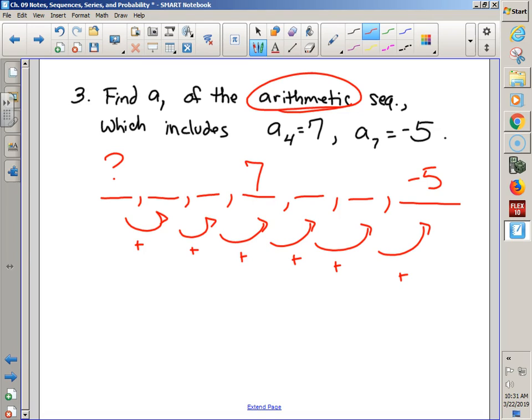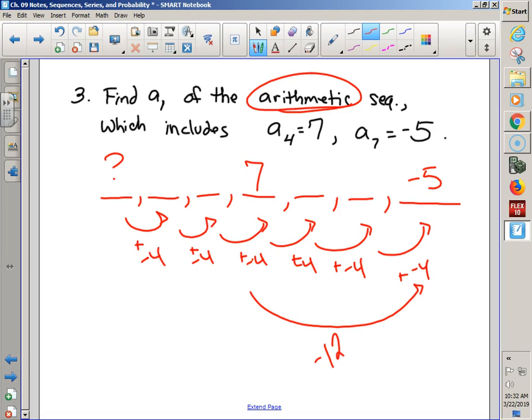Has anybody figured out that the big difference is 12? Like the big difference was going down 12? But wasn't that big difference done in 3 equal jumps? So what would those 3 equal jumps be? 4. Down 4, down 4, down 4. So then this must have been down 4 and down 4 and down 4.